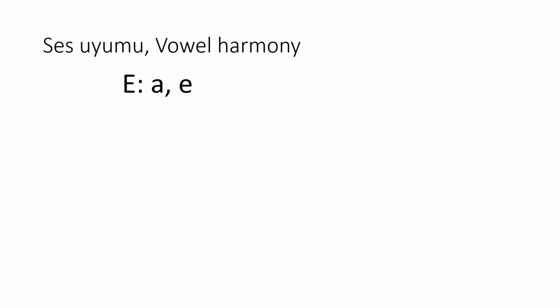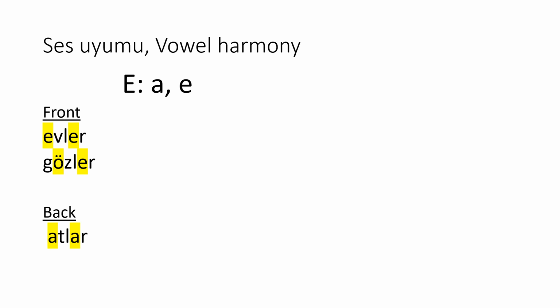Let's see some examples with the first type. Ev means house, evler, houses. Göz means eye, gözler, eyes. At means horse, atlar, horses. Yol means road, yollar, roads.